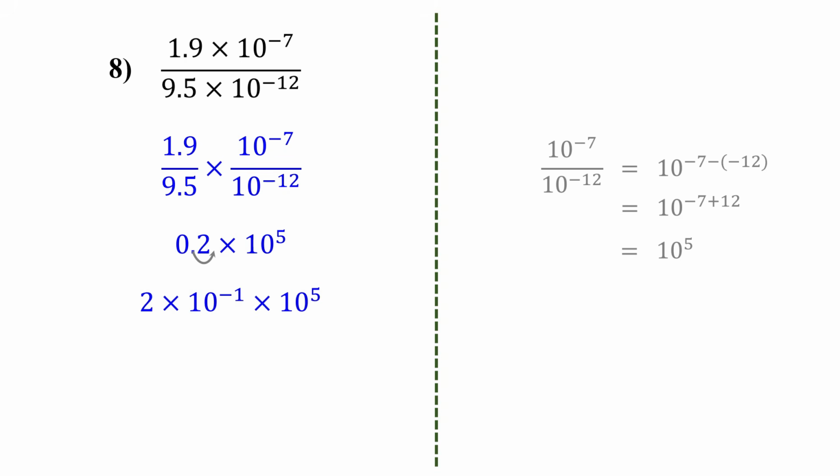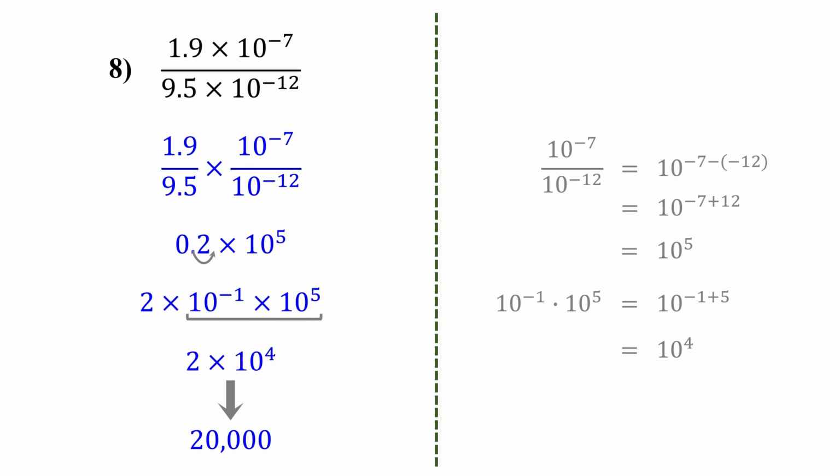Now combine these two powers of 10. Keep the base 10 and add the exponents. That gives us 10 to the fourth power. So the final answer in proper scientific notation is 2 times 10 to the fourth power. To write it in standard form, start with 2 and move the decimal point 4 places to the right. That gives us 20,000. And that's it.